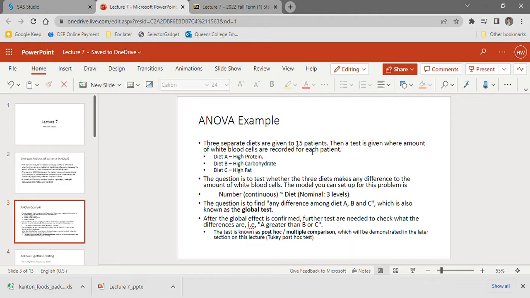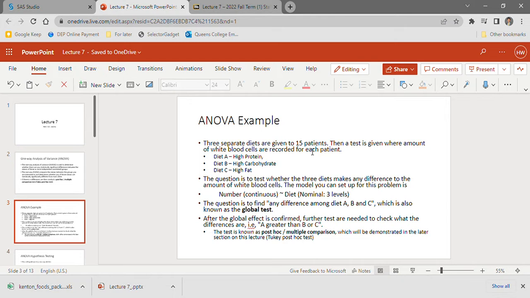So let's think about this. White blood cell count, that's a continuous number, right? It ranges from 300 to 500, something along those lines, right? And then you have diet, which is diet A, high protein, diet B, high carbohydrates, diet C, high fat, right? Again, a name of a variable. This is also referred to as categorical data, right? And these are the 2 types of data that you need for ANOVA, right? You need a grouping, and you need a number.